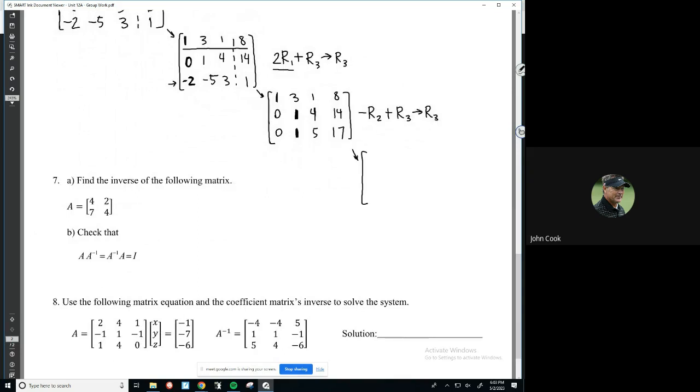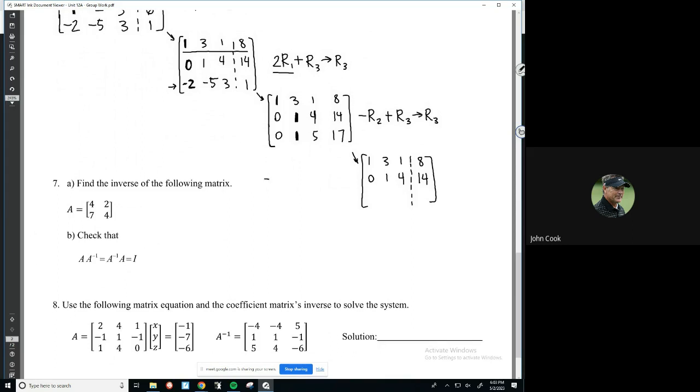So row 1 and row 2 are going to stay the same: 1, 3, 1, 8, and 0, 1, 4, 14. Now row 3 is going to look a little bit different. Let's do the algebra off to the side. So I have negative of row 2: negative of 0, that's just 0, and then -1, and then -4, and then -14, and then 1 of row 3, so 1, 5, and 17. Now I add this stuff together, and that's going to give me my brand new row number 3.